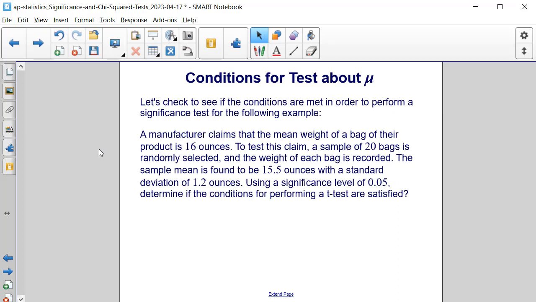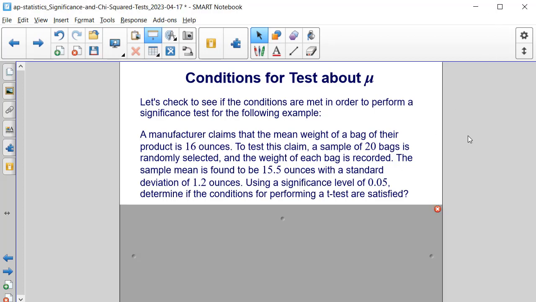Let's check to see if the conditions are met in order to perform a significance test for the following example. A manufacturer claims that the mean weight of a bag of their product is 16 ounces. To test this claim, a sample of 20 bags is randomly selected, and the weight of each bag is recorded. The sample mean is found to be 15.5 ounces, with a standard deviation of 1.2 ounces. Using a significance level of 0.05, or 5%, determine if the conditions for performing a t-test are satisfied.